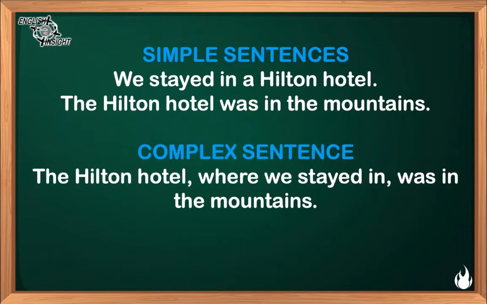On the other hand, complex sentences will take all that information and will present it in a single sentence. For example, the Hilton Hotel, where we stayed in, was in the mountains. We have one subject, two verbs within a single sentence, connected by the word where.